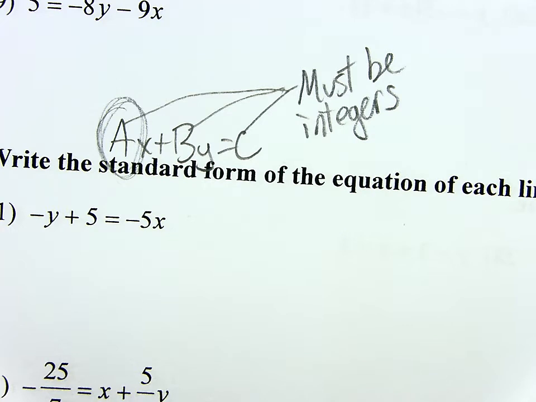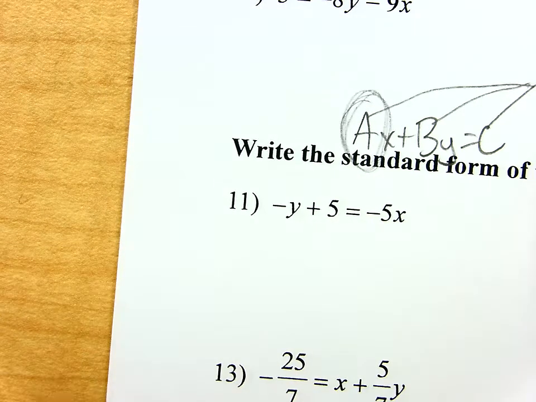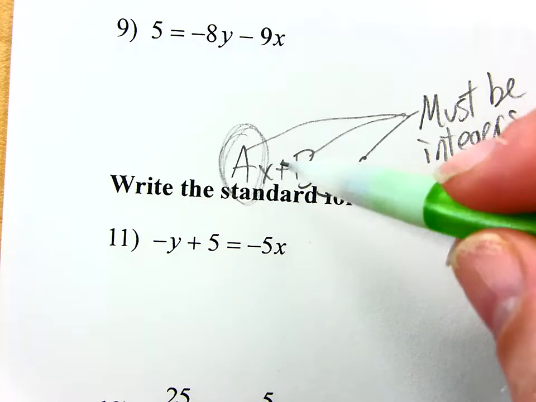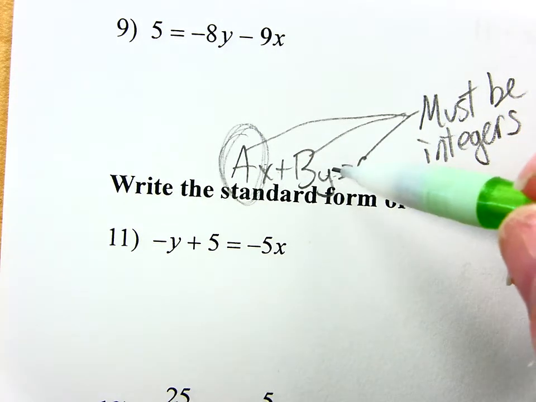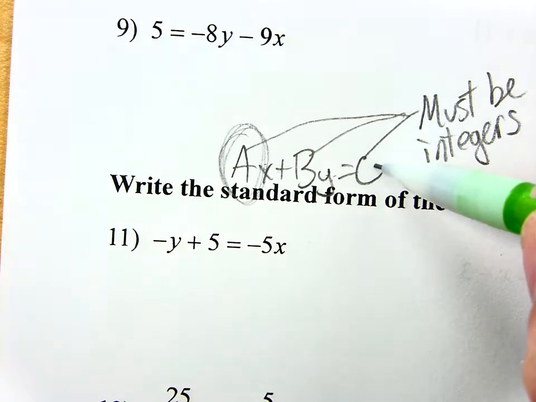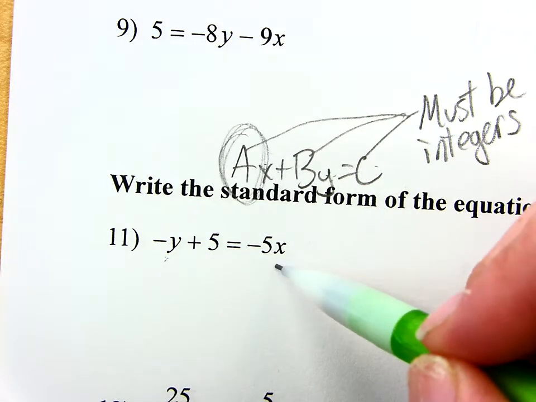So let's just say we were going to do something like number, I'm trying to find a good one to start with. I guess 11. Okay, we'll start there. So 11. See how in standard form I have x and y together on the left-hand side, and then I have just some number on the right-hand side. So I want x and y both to be on the left. Well, y is already on the left, but x is over here.